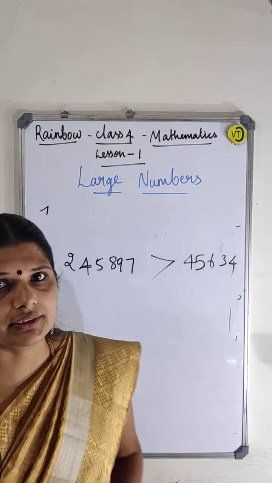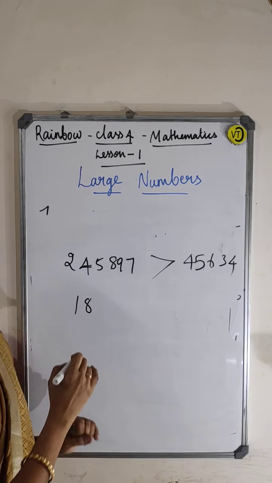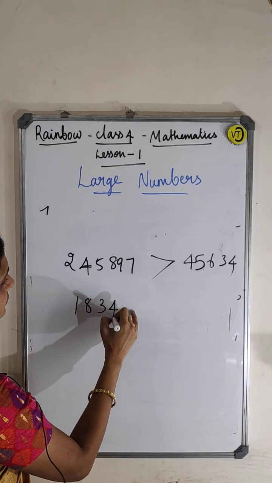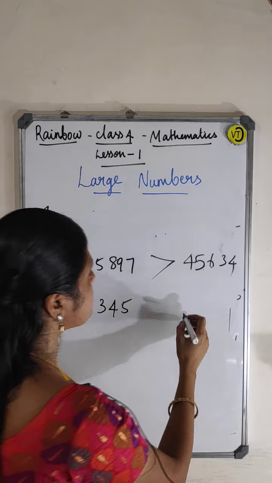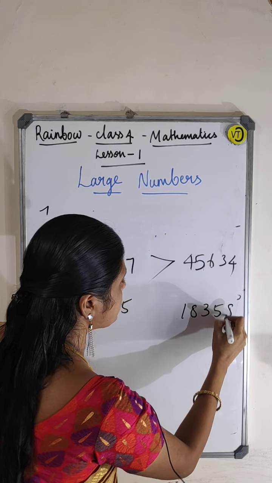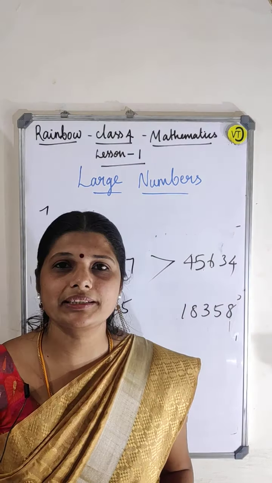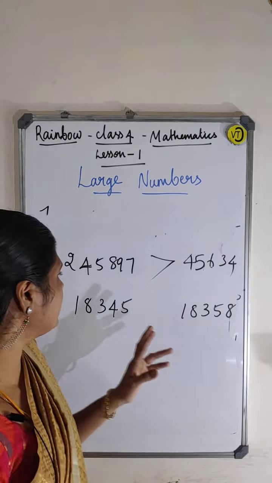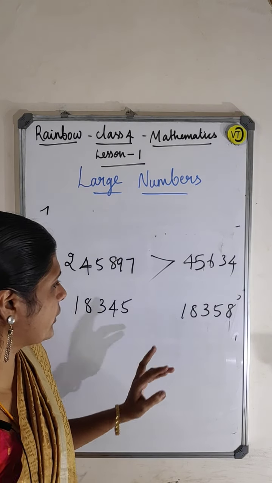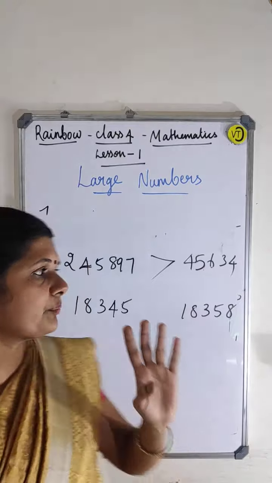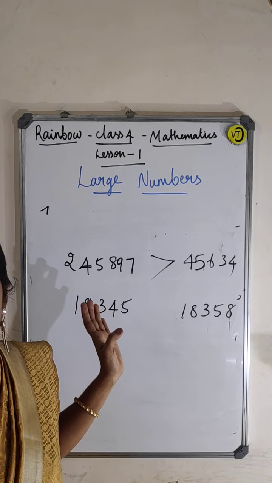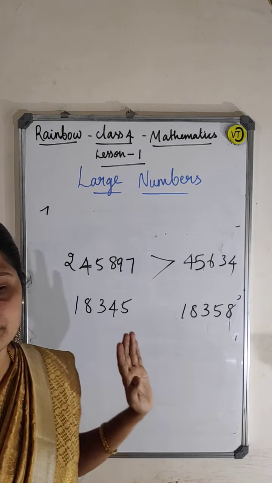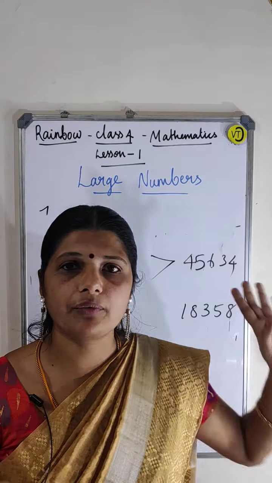And one more example, see, 18345 and 18358. See, this case is a bit confusing, right? Nothing to it. See, this is 1 and this is also 1. You have to check always from the leftmost. In comparing numbers, you have to come from the left.